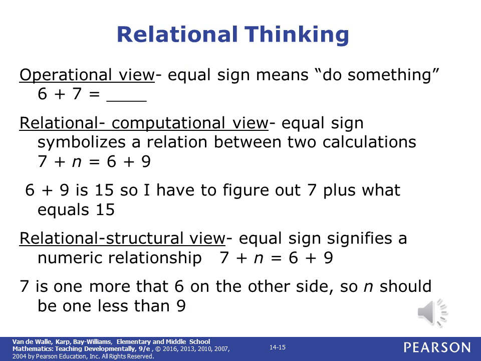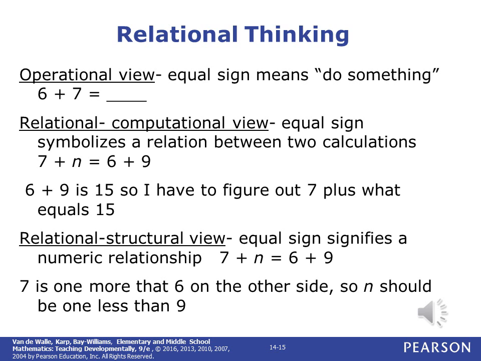As students start to become exposed to equations in their elementary education, they're going to work through a series of progressive views of what equations are and what they represent and how to work with them. The first view is called the operational view. In this view, students see the equal sign as meaning to do something. So if they see 6 + 7, they think, I need to do something with it. I'll add it. That's the most elementary view.